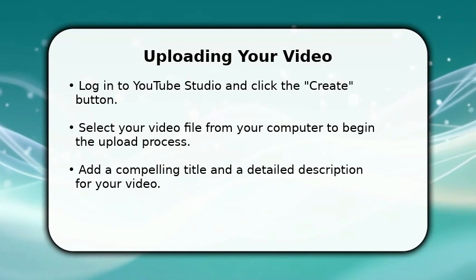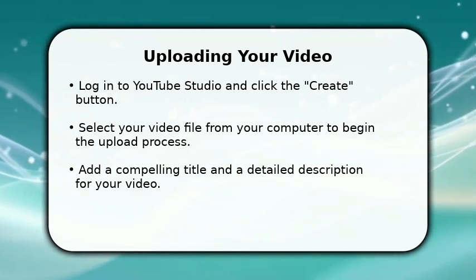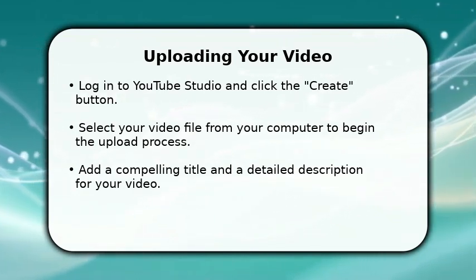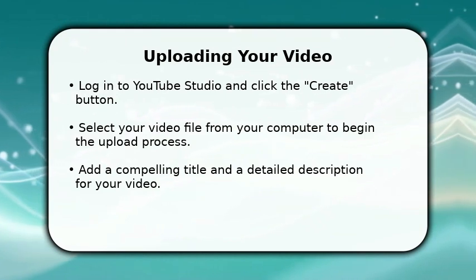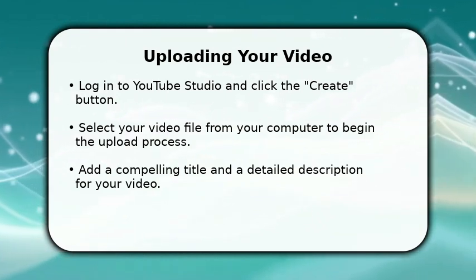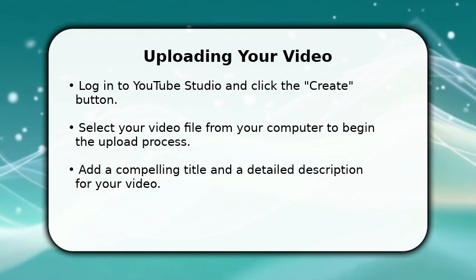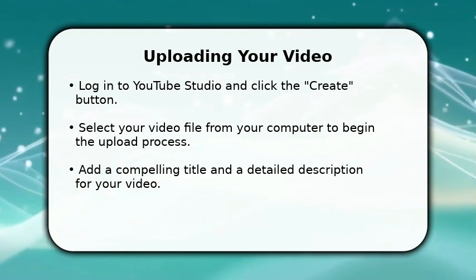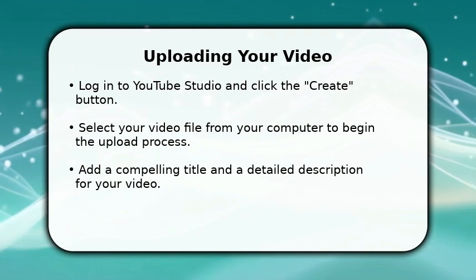In this video, I will explain how to publish a video on YouTube. First, navigate to YouTube Studio and locate the Create button, usually found in the top right corner. Click it, then choose Upload Video. You'll then be prompted to select the video file from your device.